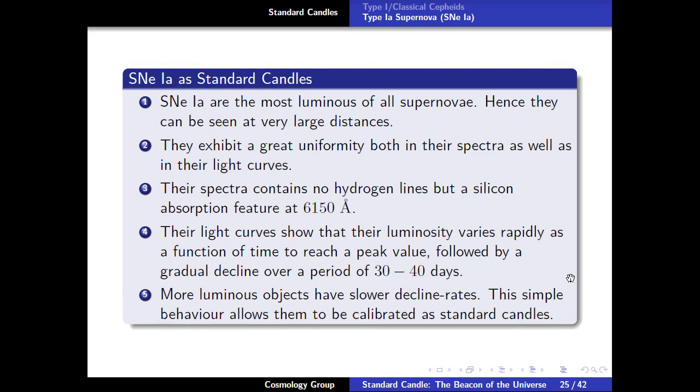So how can we use supernova type 1a as a standard candle? Supernovae type 1a are the most luminous of all supernovae, and hence they can be seen at very large distances. They exhibit a great uniformity both in their spectra as well as in their light curves. Their spectra contain no hydrogen lines but a silicon absorption feature at around 6150 Angstroms. Their light curves show that their luminosity varies rapidly as a function of time to reach a peak value, followed by a gradual decline over a period of 30 to 40 days, in which more luminous objects have slower decline rates. This simple behavior allows them to be calibrated as standard candles.